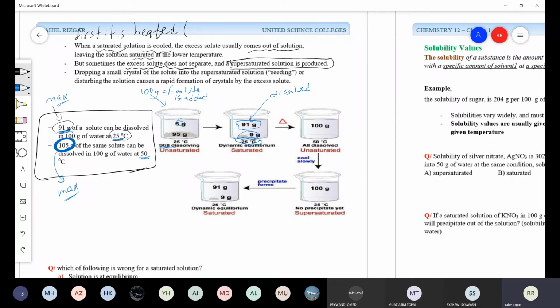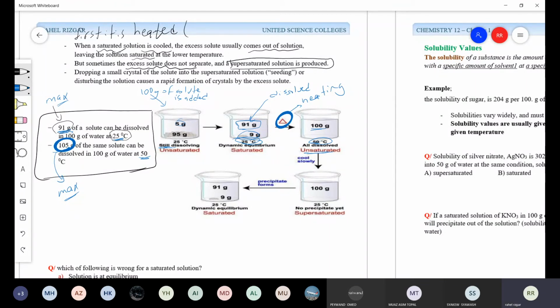Now, what happens if we heat it? This symbol means heating. Heat it to which degree? To 50 Celsius. At 50 Celsius, how much solute can be dissolved? 150. But how much do we have here? Only 100 now. The 91 with the 9 grams together will become 100 grams. So at 50 Celsius, it's still unsaturated.